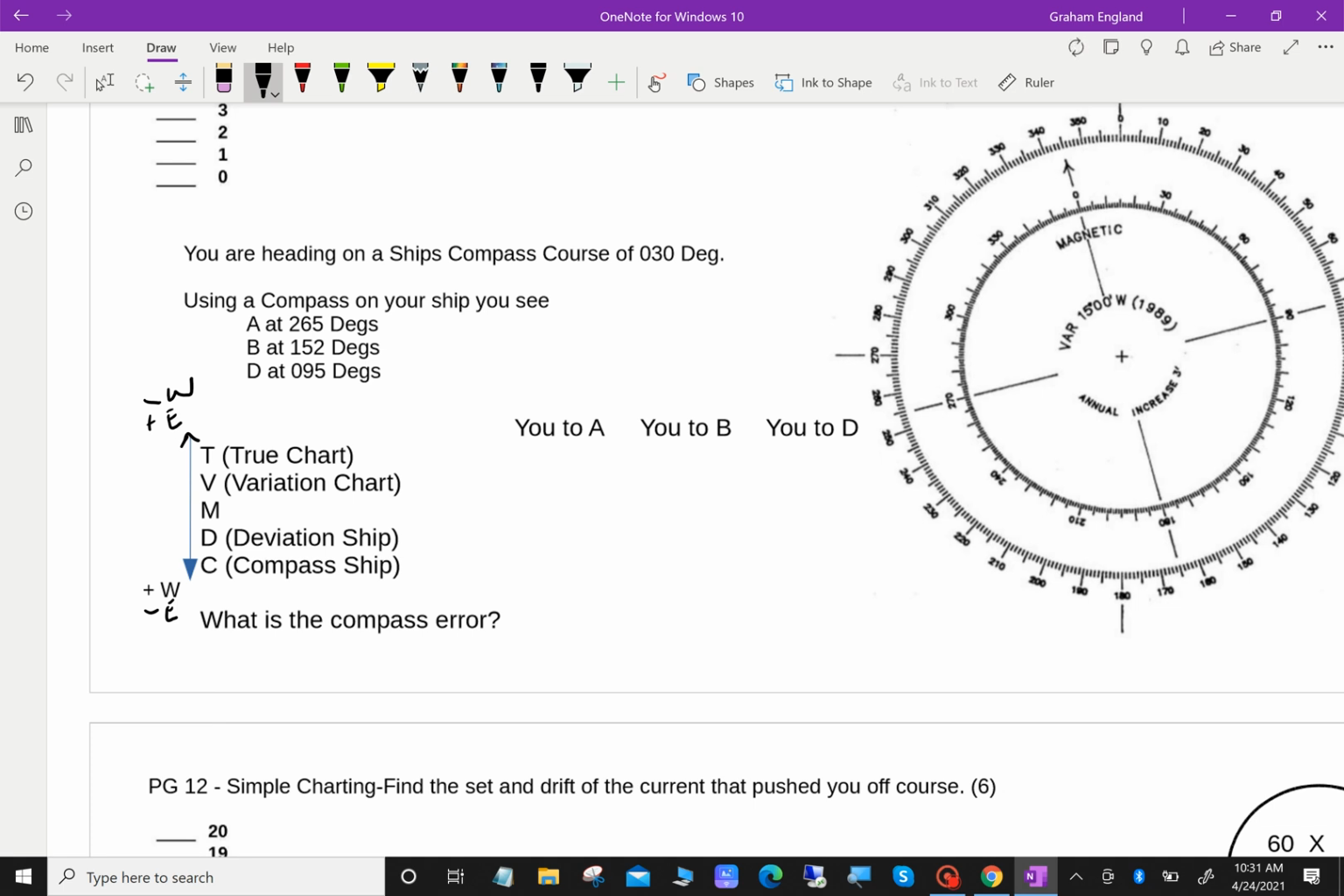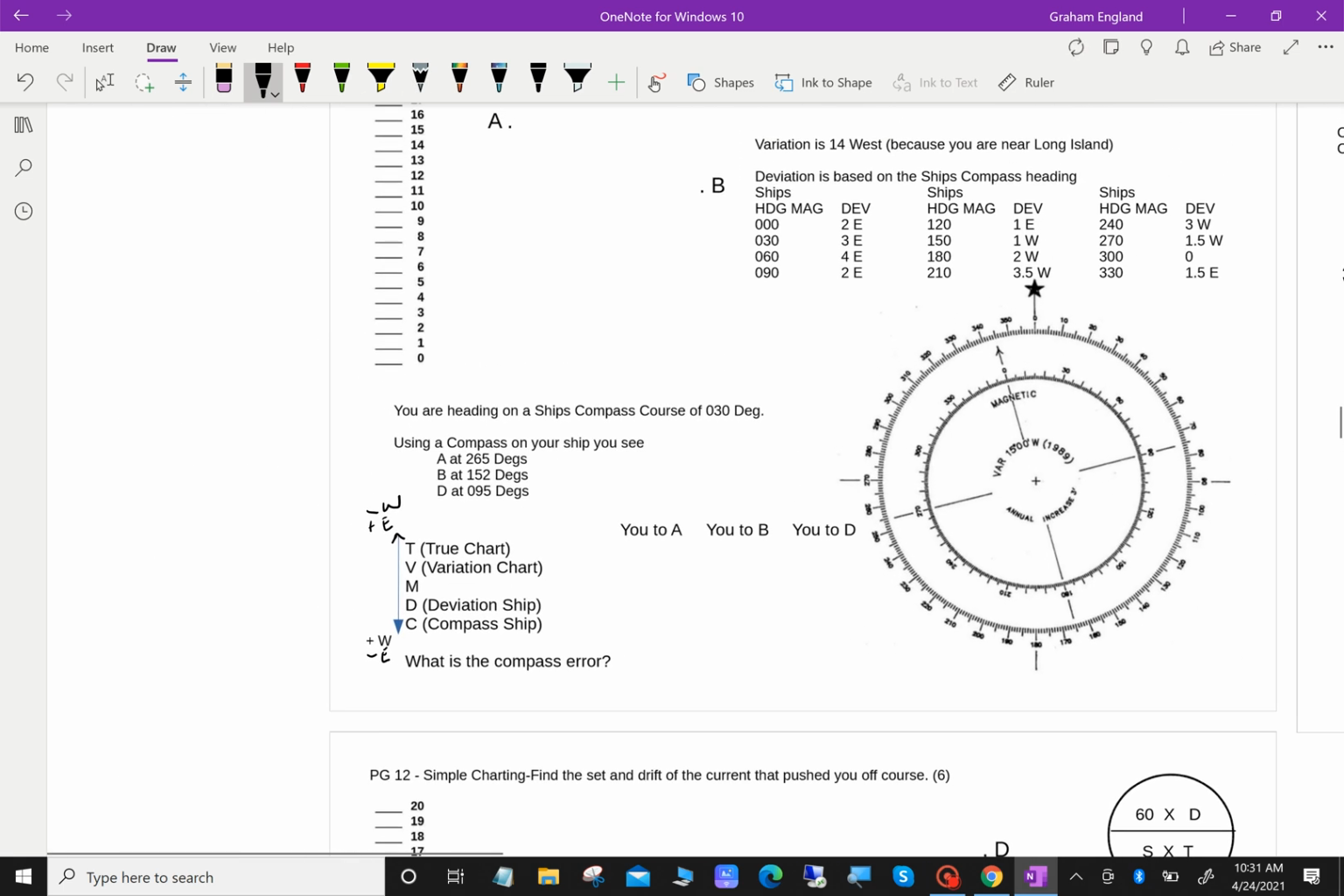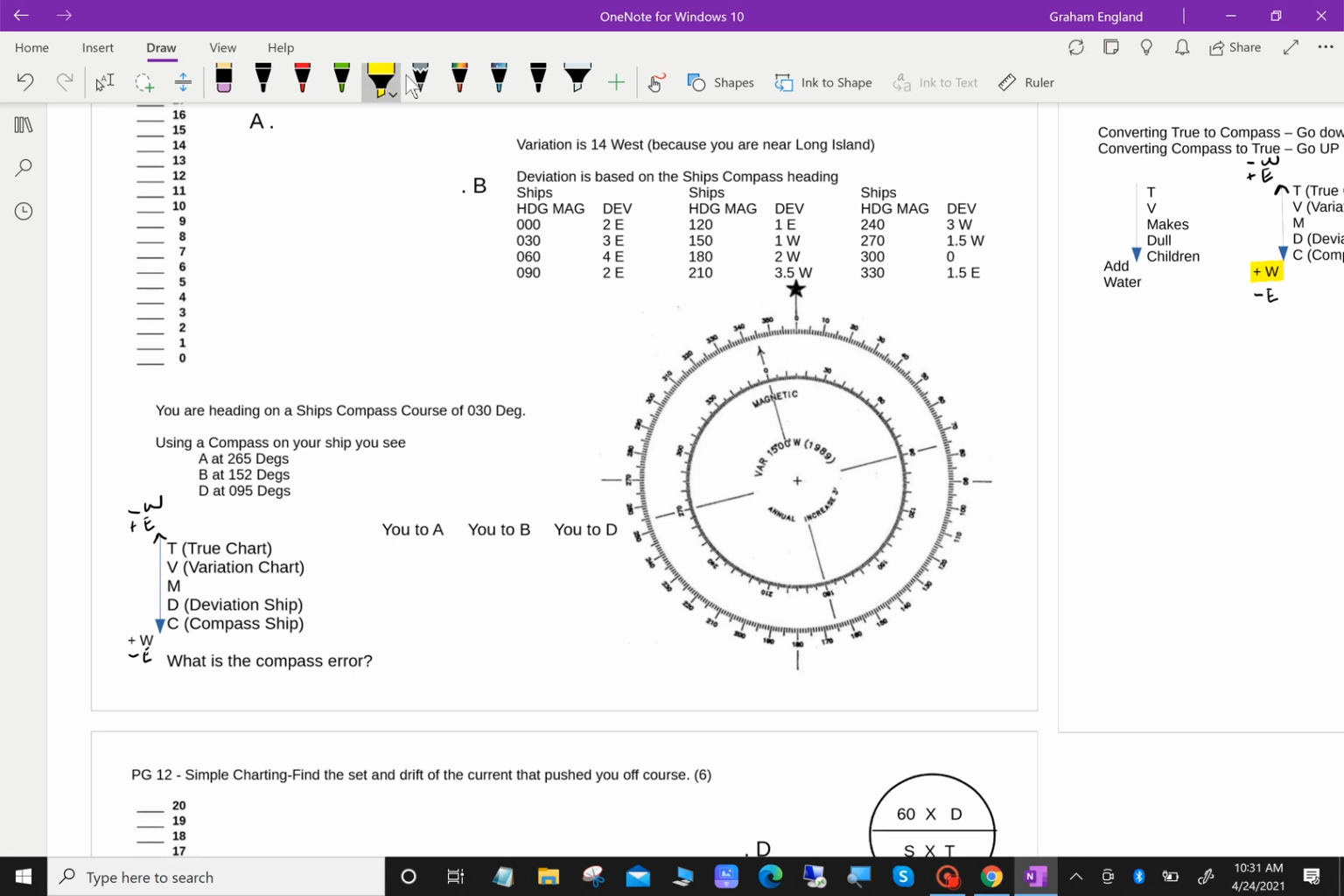Perfect. So the first thing we have to remember is that this deviation is my ship's direction, not the direction that I'm looking at the three objects. So somewhere in here it says you're on a heading of a ship's compass course of 030. So let's look at this, and I'm just going to draw it like this. So there's 30. So our ship is pointed in that direction.